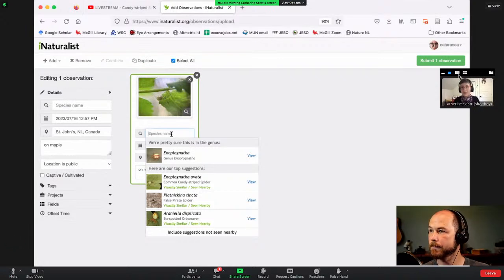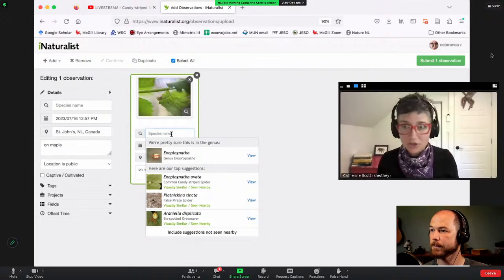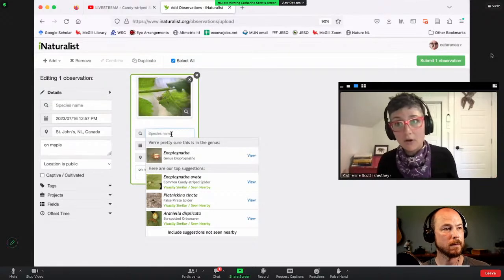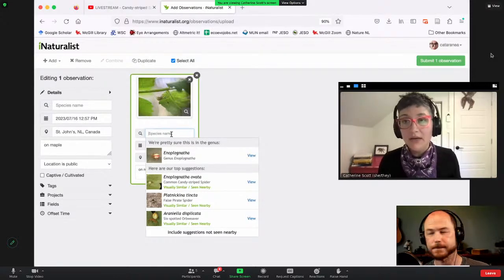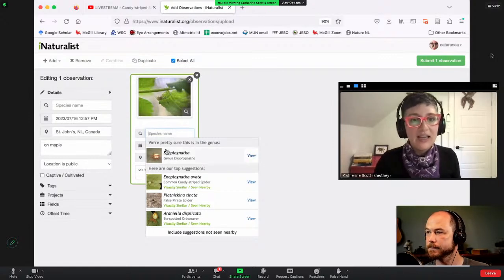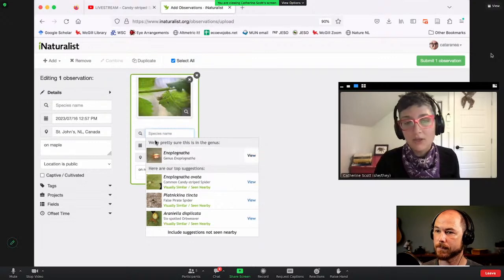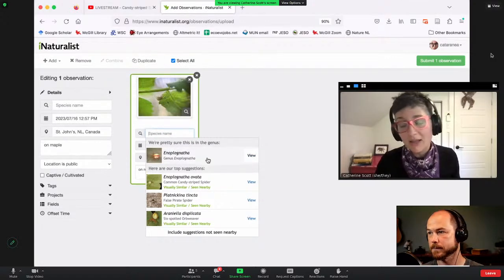iNaturalist is pretty smart in terms of providing suggestions based on what the photo looks like, because it has a huge library of existing photos, and based on what has been seen nearby. And so here it knows that this is a candy striped spider, or at least its top suggestion is a candy striped spider. So I could just select that. If I wasn't confident, iNaturalist is pretty sure it's in the genus Enoplognatha, I could just go with Enoplognatha.